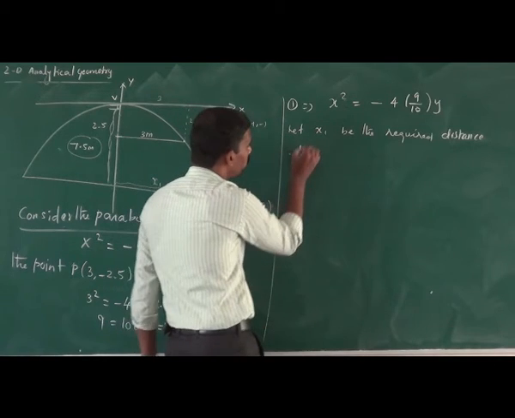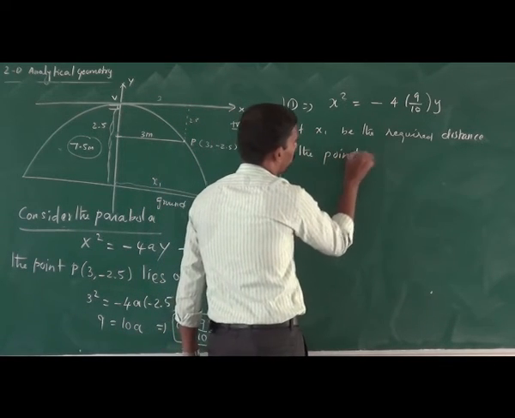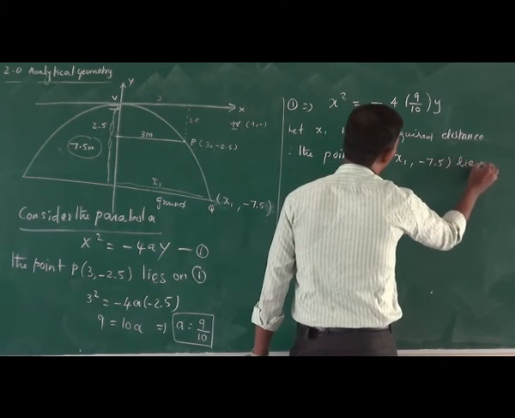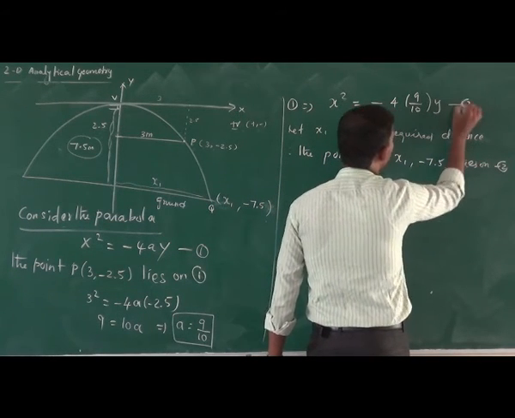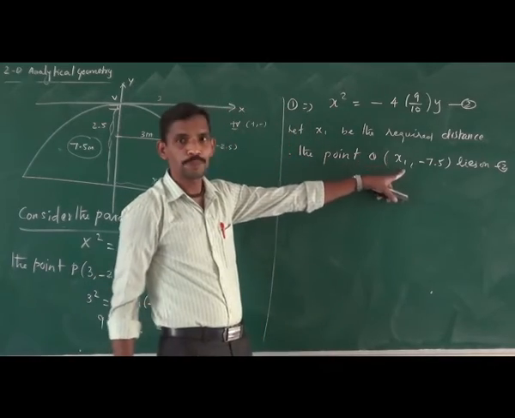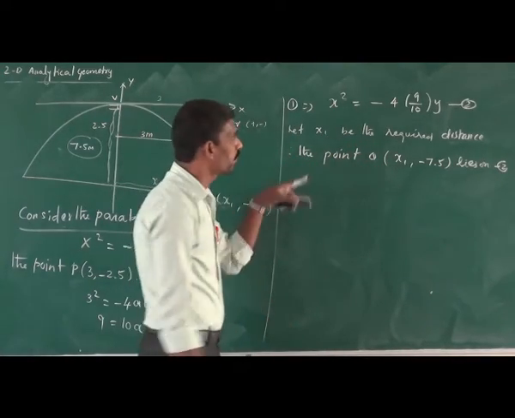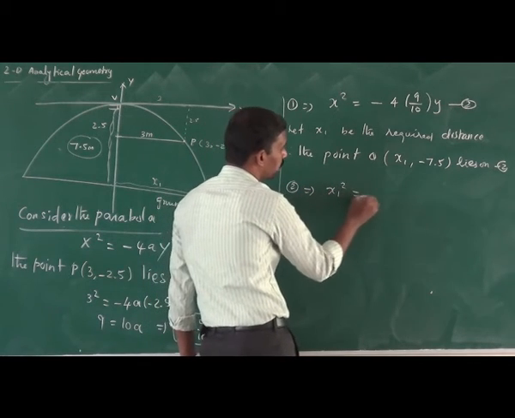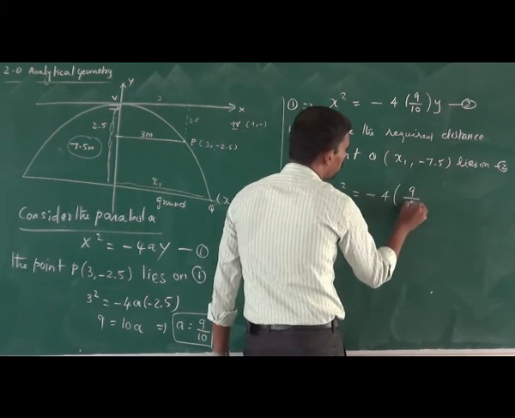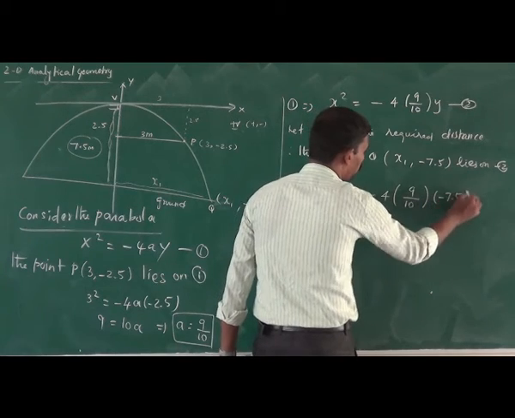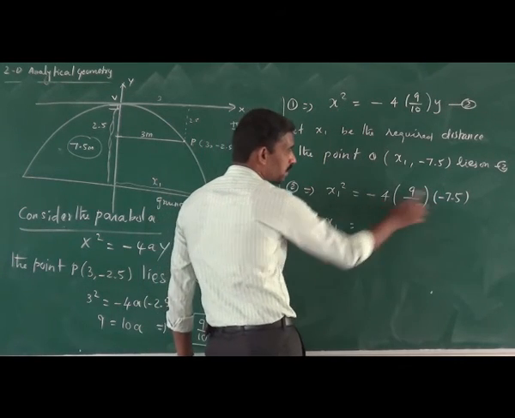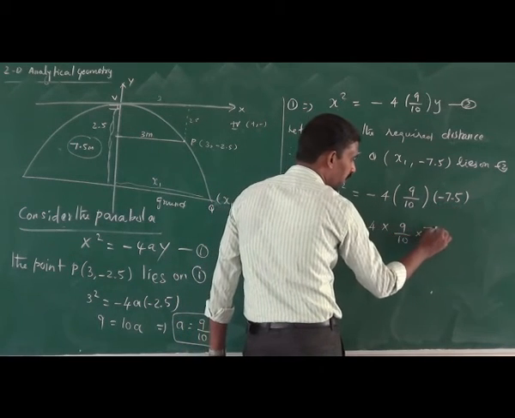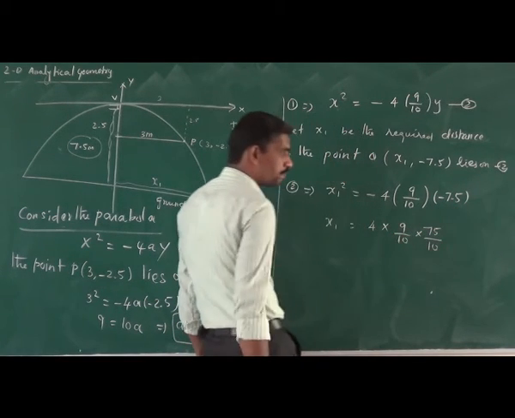Okay? Now the point Q, this (x1, -7.5), lies on the curve, so take this equation as 2. Now substituting this point into this equation, we get the horizontal distance x1. So the second equation will be x1 squared equal to -4 into 9 into -7.5. So now x1 squared equals minus into minus plus, 4 into 9 divided by 10 into 75, we can write 75 divided by 10.